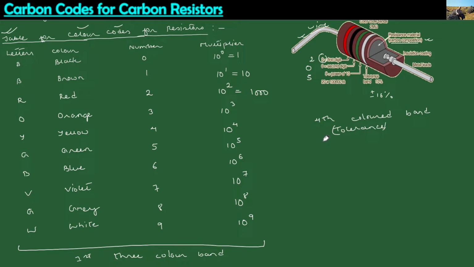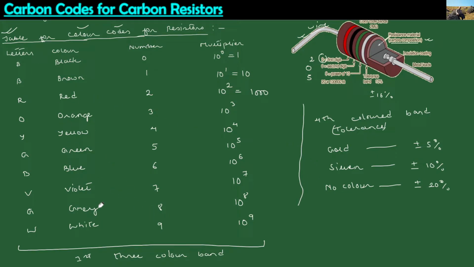This percentage of tolerance will be first gold, then silver, and if there is no fourth color band, that means no color at all. This gold will have the tolerance of plus minus 5%. Silver will have the tolerance of plus minus 10%, and no color will be plus minus 20%. So these are the tables which we need to remember.